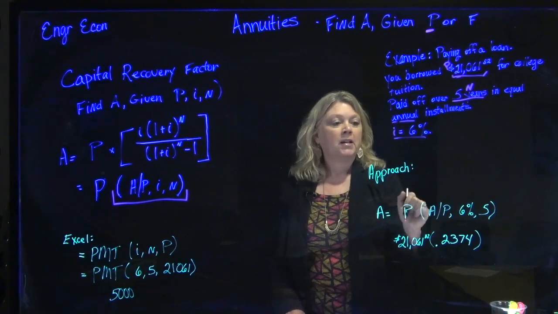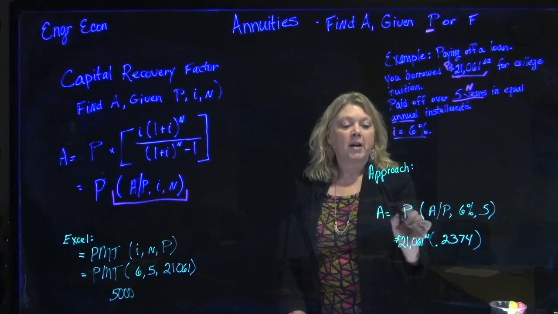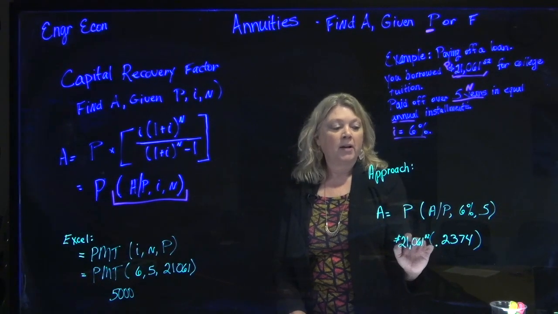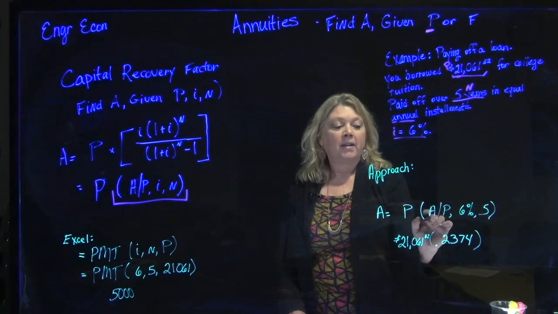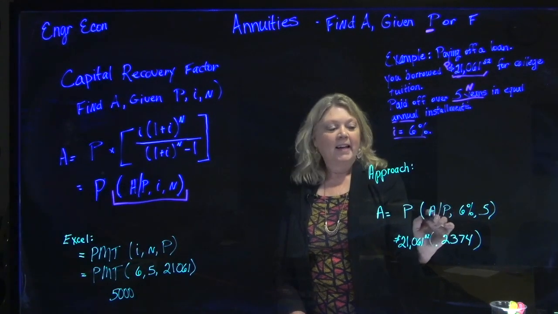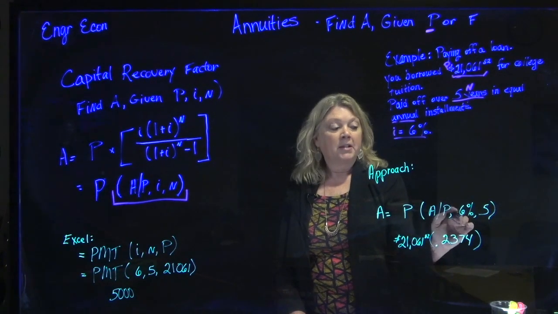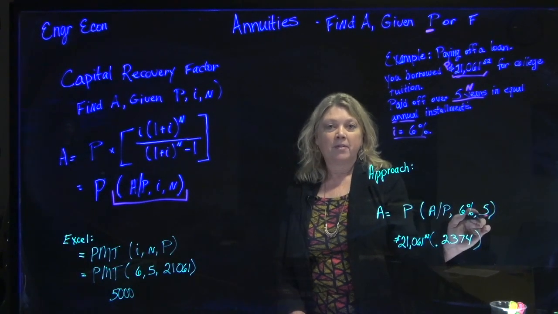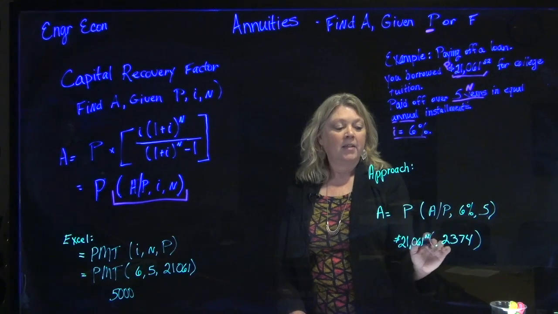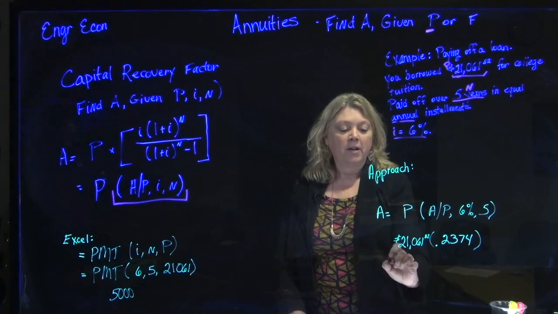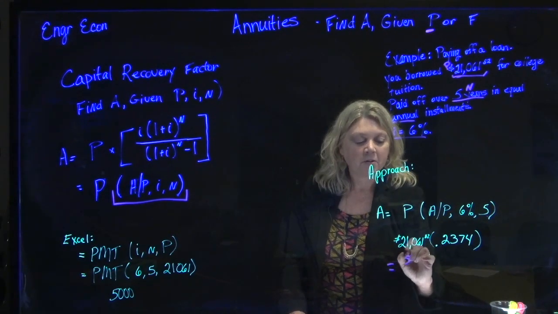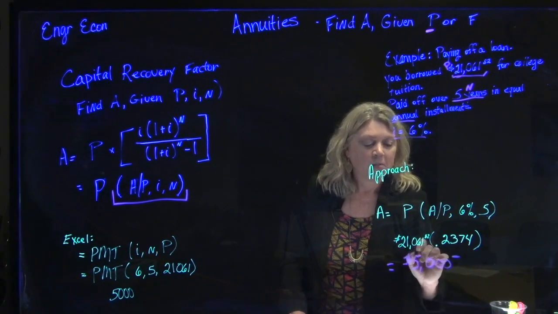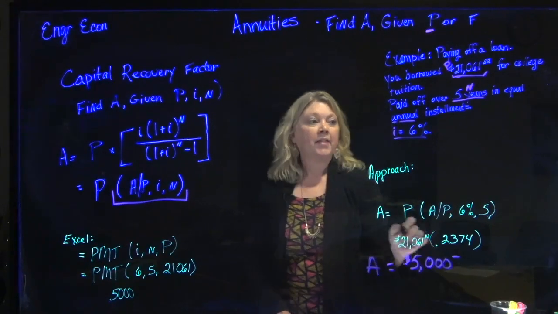So the approach is to use our capital recovery factor, find A, given P of 21,061 times a factor on the 6% interest table. Find A given P, 6% for 5 years annual interest rate, and so our N is in number of years as well. There's the factor. So our annuity amount, do that math, works out to a magic even $5,000 to be paid at the end of each year.